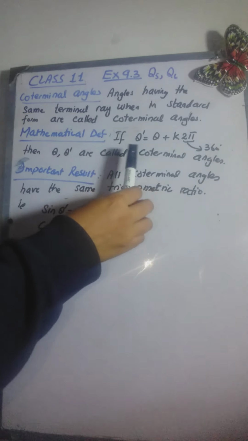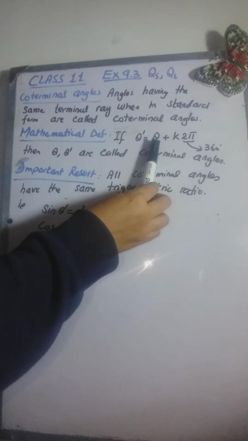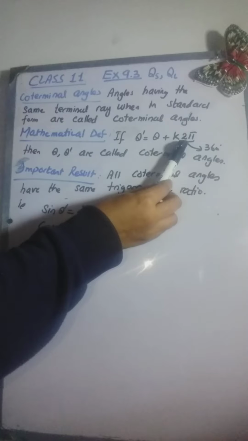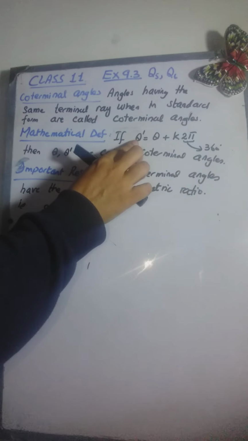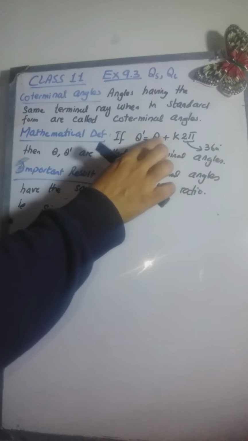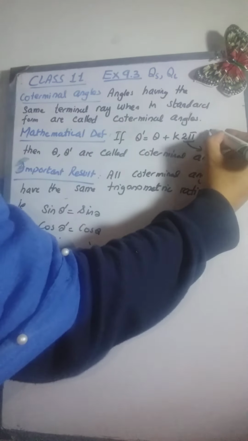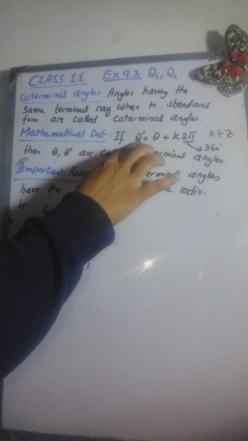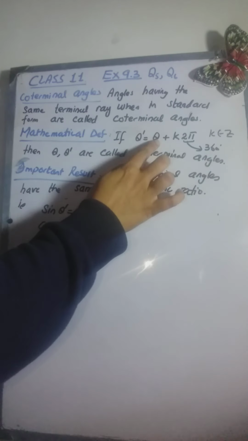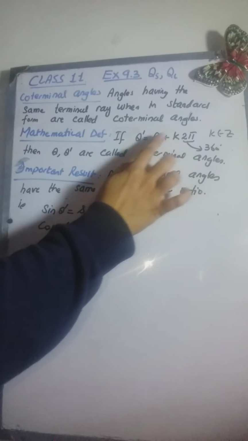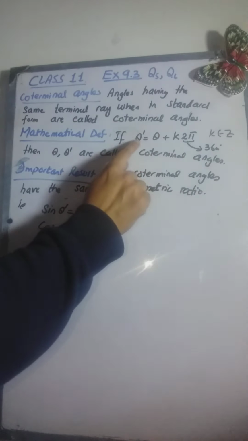Mathematically, if theta dash can be written as theta plus some multiple of 360, okay, 2 pi is equal to 360, if we can write an angle theta dash as theta plus some multiple of this, k can be any integer, it can be a positive integer or a negative integer. If you have two angles theta and theta dash, and theta dash can be written as a multiple of 360 plus theta, then we say that these two angles are coterminal.